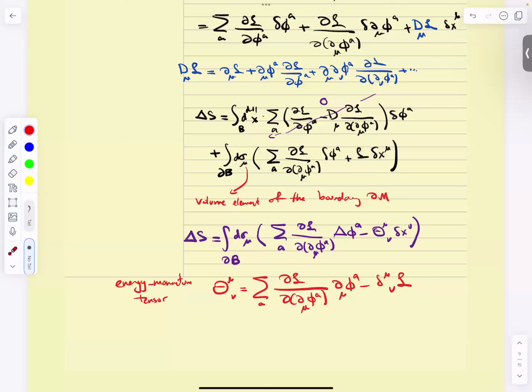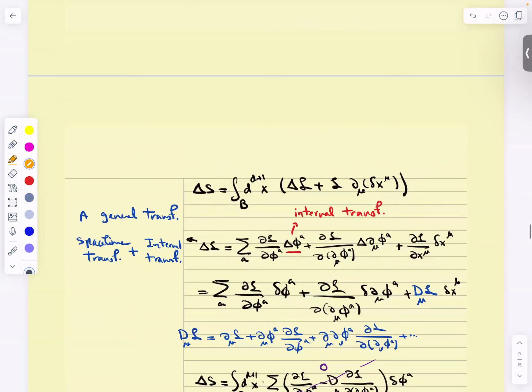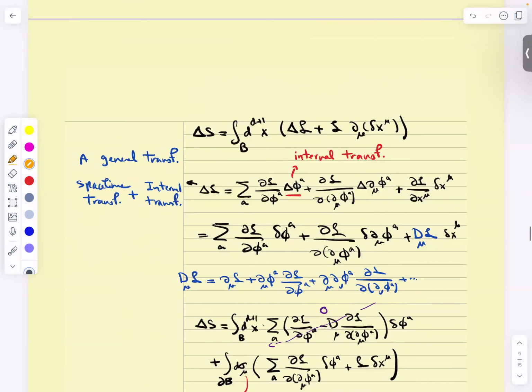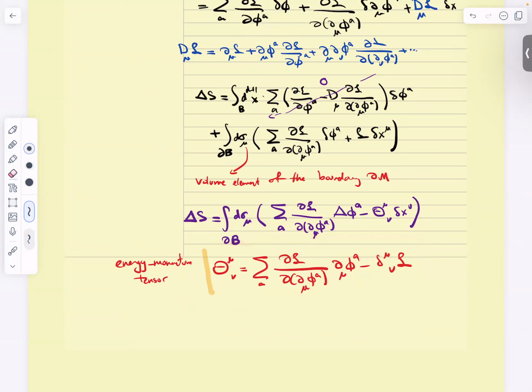You could introduce this theta mu nu, which is basically a repackaging. You could repackage these terms in this form.